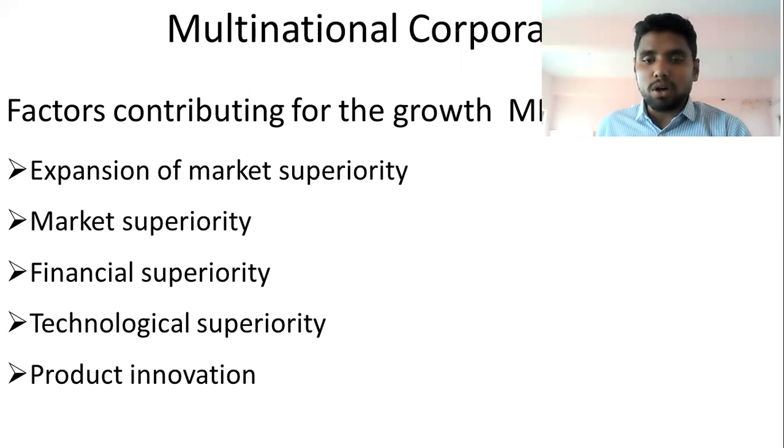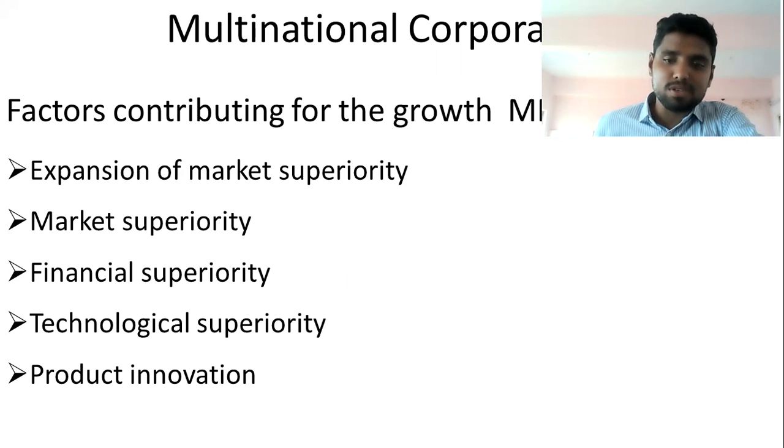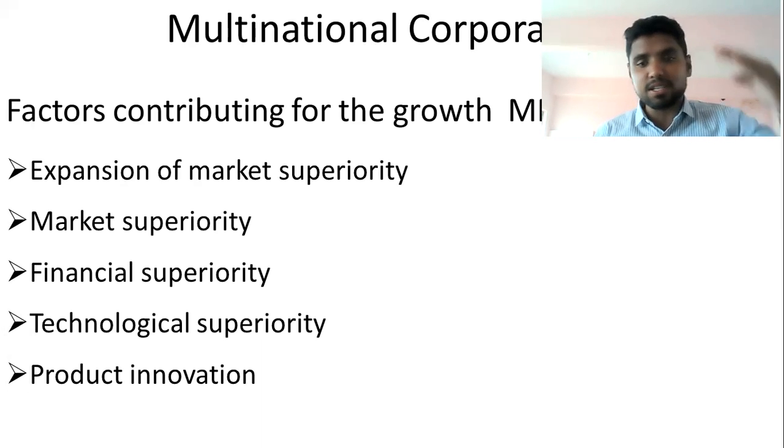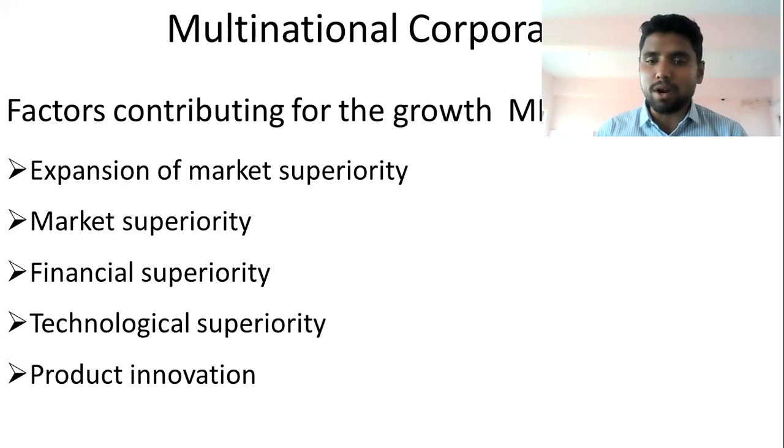Factors contributing to the growth of MNCs. Why is there a growth of MNCs in the world? Expansion of market superiority, financial superiority, technological superiority, product innovation. MNCs are becoming more popular with each day because they are superior in everything. They have lots and lots of finance, the marketing skill is superb, the technology is very advanced, and they keep on innovating the product.